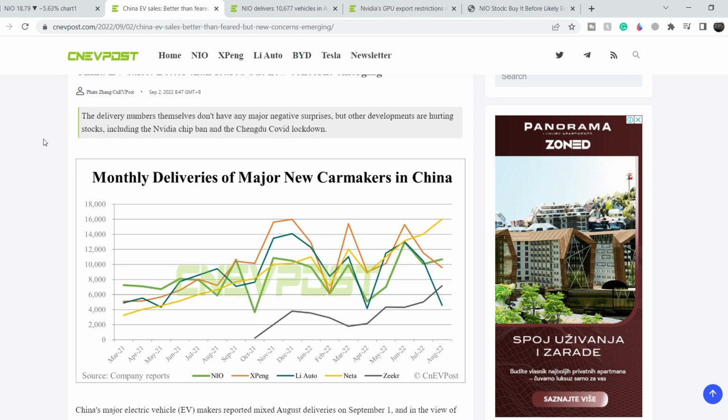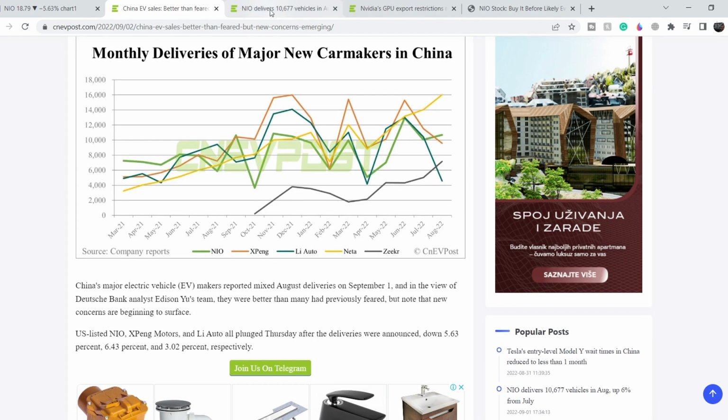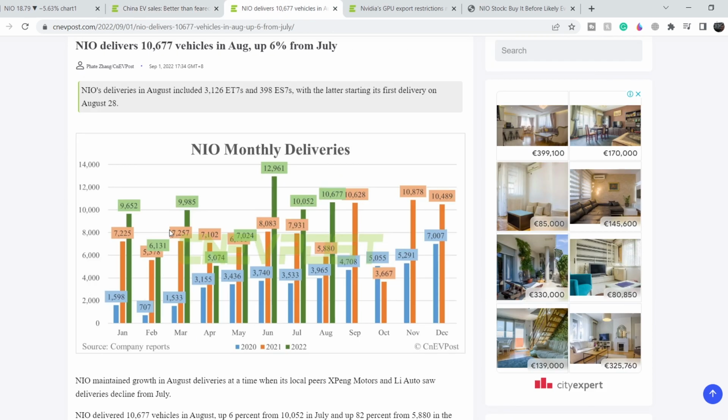And let me quote you the subtitle: "The delivery numbers themselves don't have any major negative surprises, but other developments are hurting stocks, including the Nvidia chip ban and the Shenzhen COVID lockdown." And let me show you right now these NIO monthly deliveries compared to previous months and years. Right here, as you can see, blue bars represent the year 2020, orange bars represent the year 2021, and green bars represent the year 2022. And here is August.